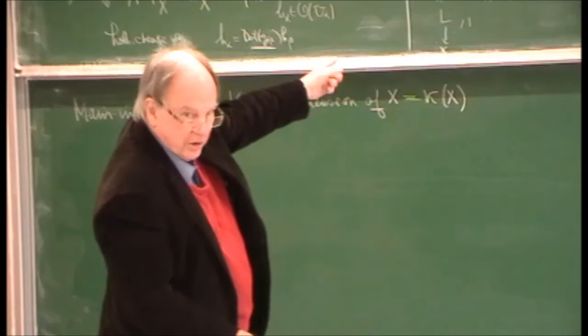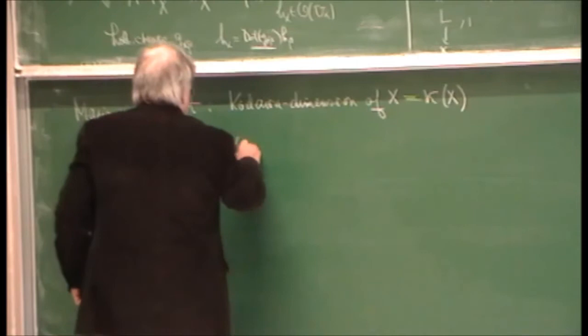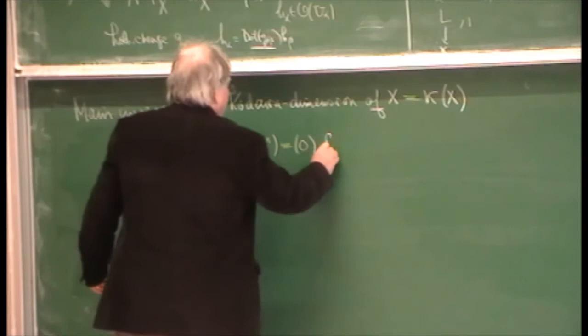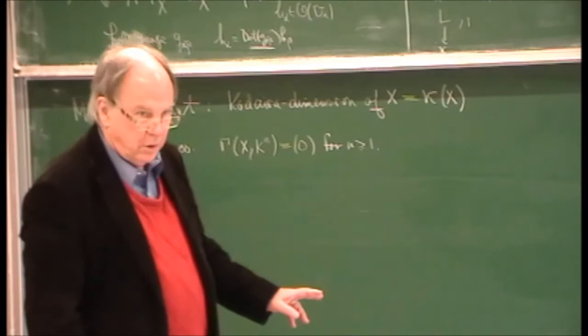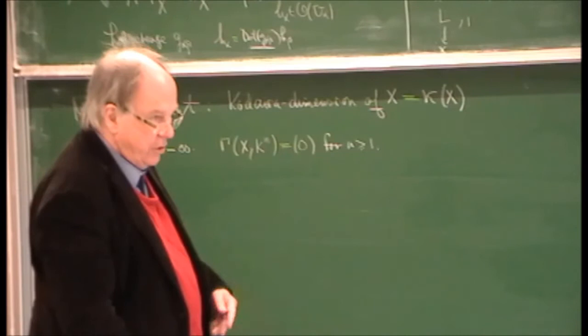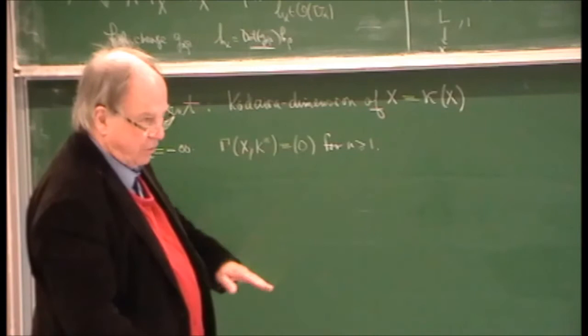So minus infinity means you get absolutely nothing for all n bigger than or equal to 1. There's nothing around. There are no holomorphic forms at all. Okay? And you know in dimension one, an example is P1, there are no holomorphic forms on P1. This looks very close to something like projective space or something like this.